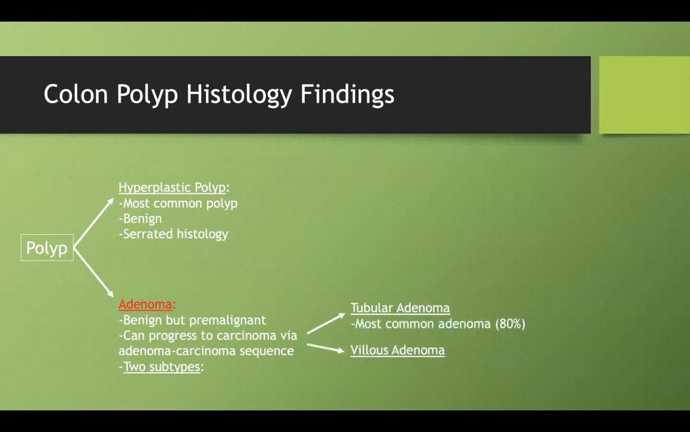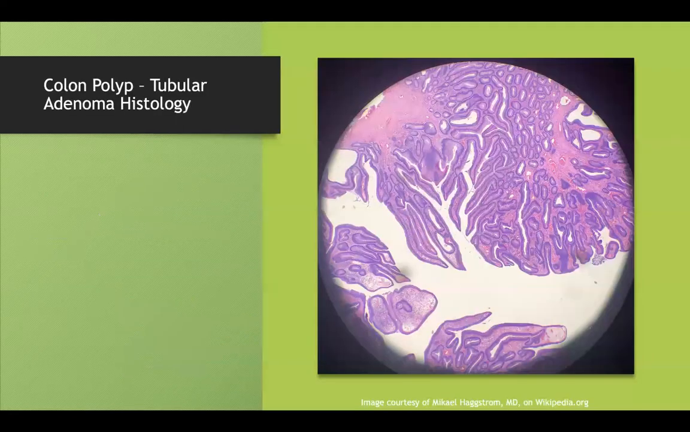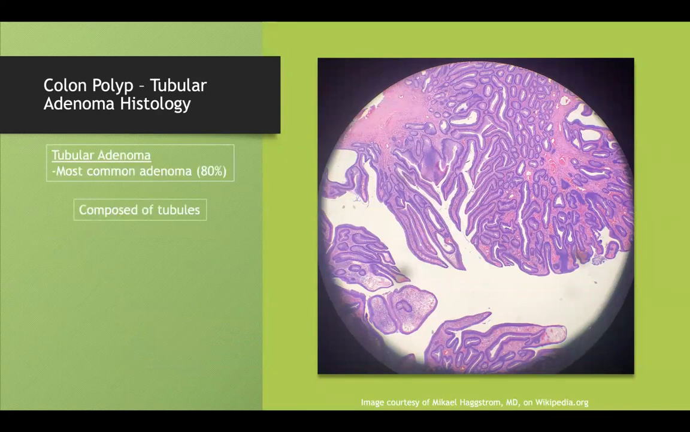So tubular adenomas are the most common type of adenoma, and I'll have a picture of it here, which actually shows both subtypes, to be honest with you. So it's our most common type, and as the name suggests, it's composed of tubules. So in this region here, you can see all these little tubes, all these little circular structures. These are tubules. That's actually a tubular adenoma.